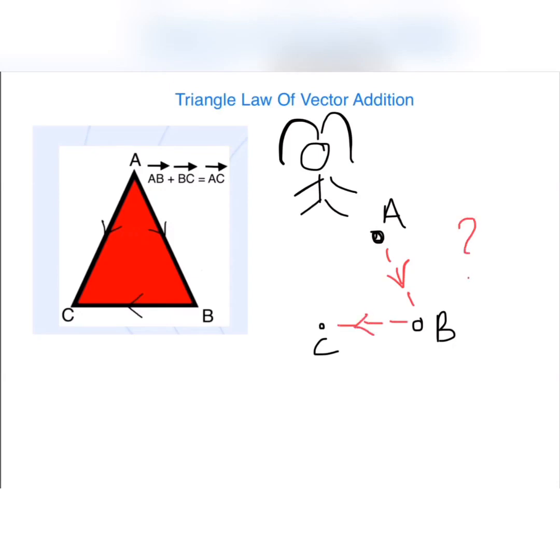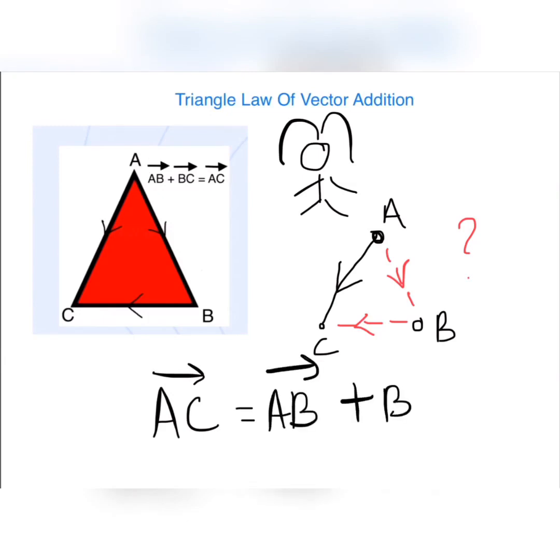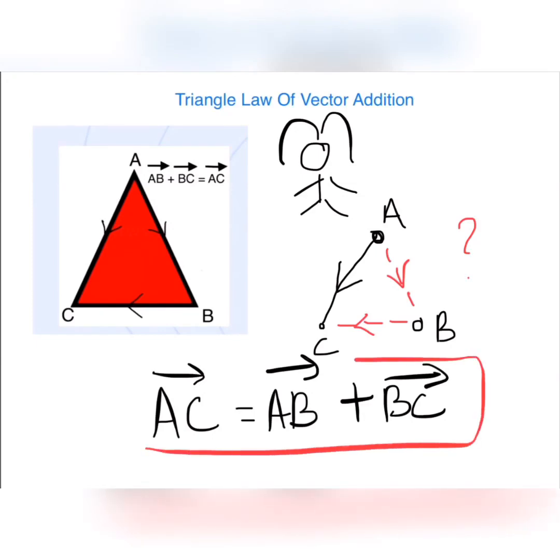What is the net displacement made by the girl? From the figure, it is clear that vector AC is the net displacement made by the girl. That is, vector AC is equal to vector AB plus vector BC. This is known as the triangle law of vector addition, where points A, B and C form a triangle. There are some things to be taken care of in the triangle law of vector addition.